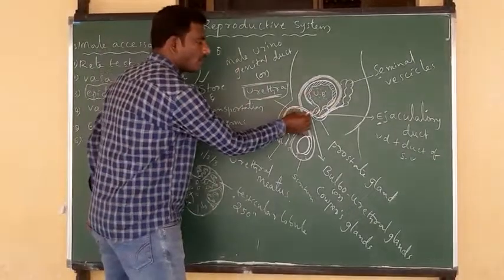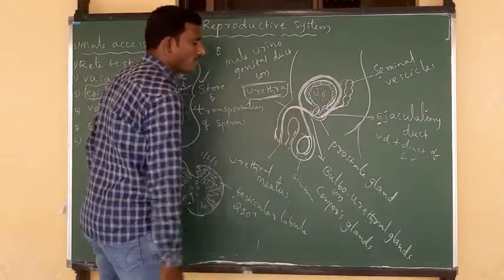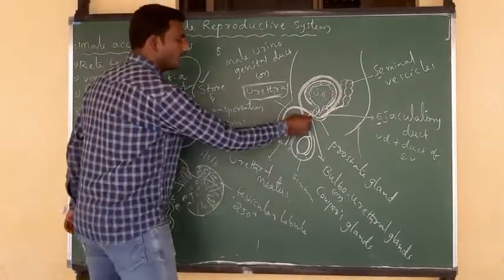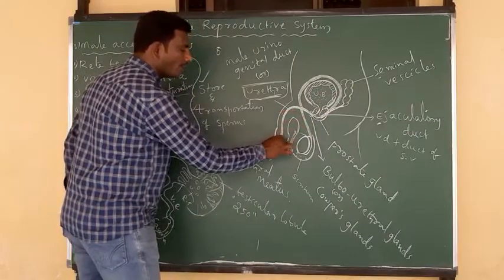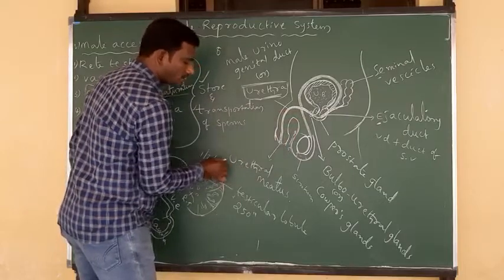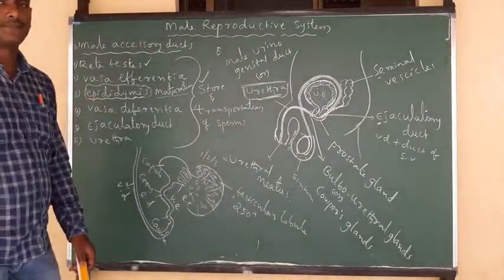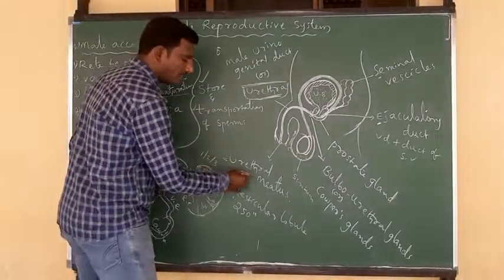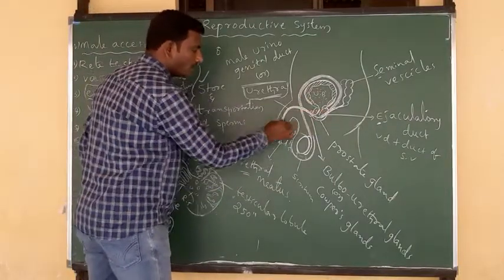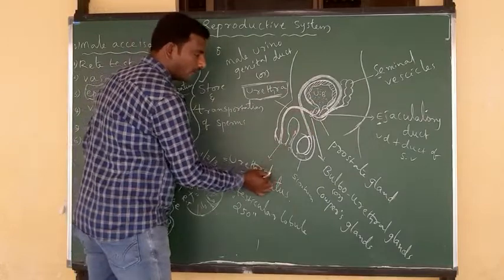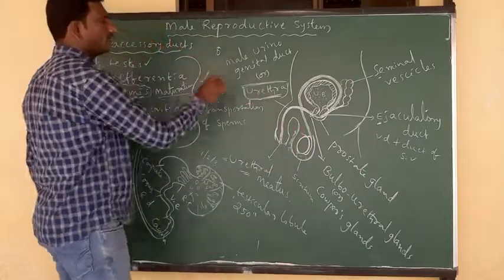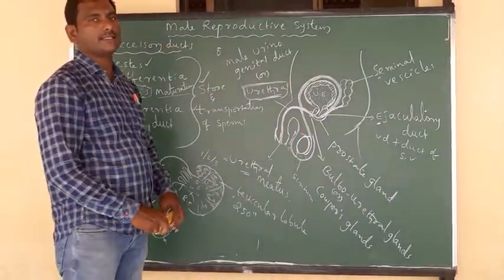It acts as a common passage. It provides a common passage for urine as well as sperm cells. And finally, this urethra opens outside through the penis. The opening of the urethra is called the urethral meatus. This urethral meatus is present on the penis. Through this urethral meatus, urine comes outside. Along with that urine, sperm cells also come outside. That's why it acts as a common passage for both urine as well as sperm cells.